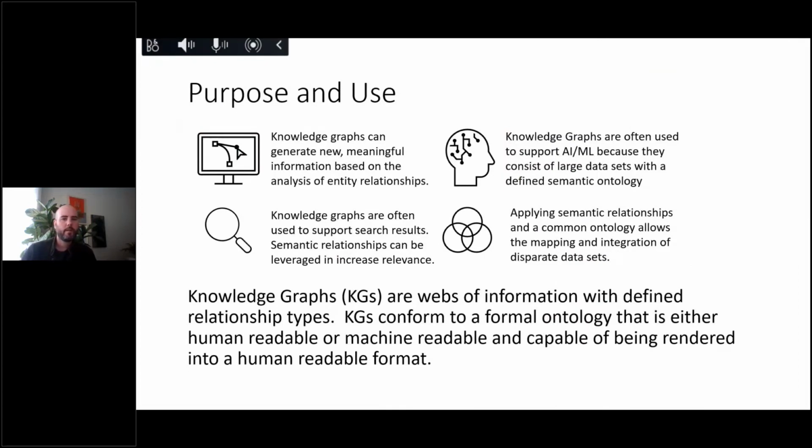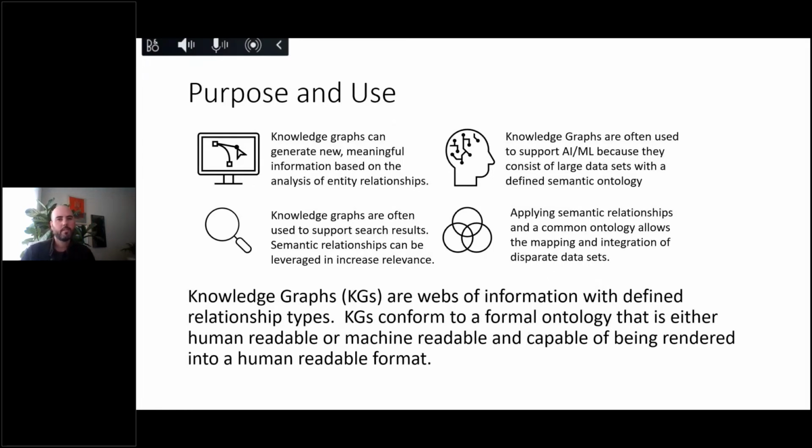So when we talk about knowledge graphs, what I'm talking about are webs of information with defined relationship types. Knowledge graphs will use a formal ontology that standardizes information across the graph so that it can be read by an AI or machine learning algorithm.